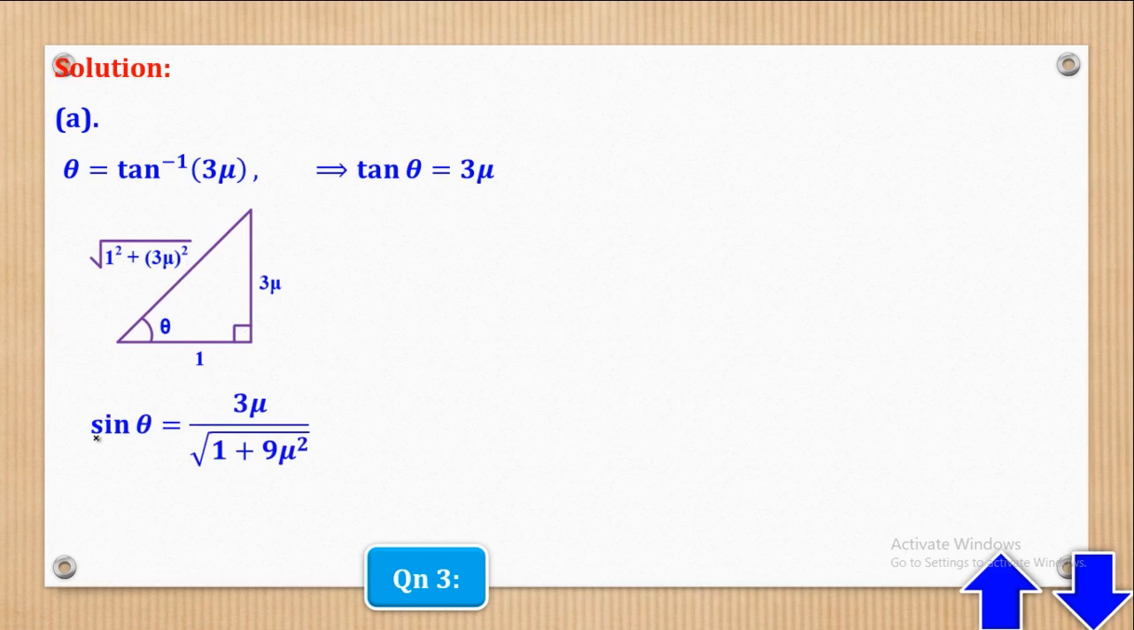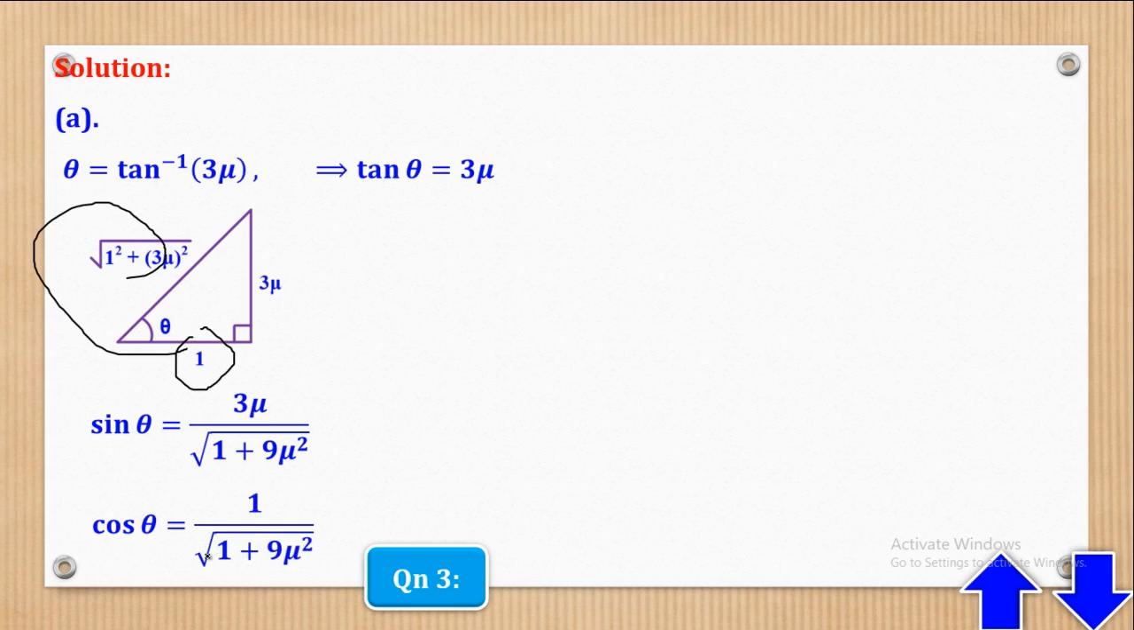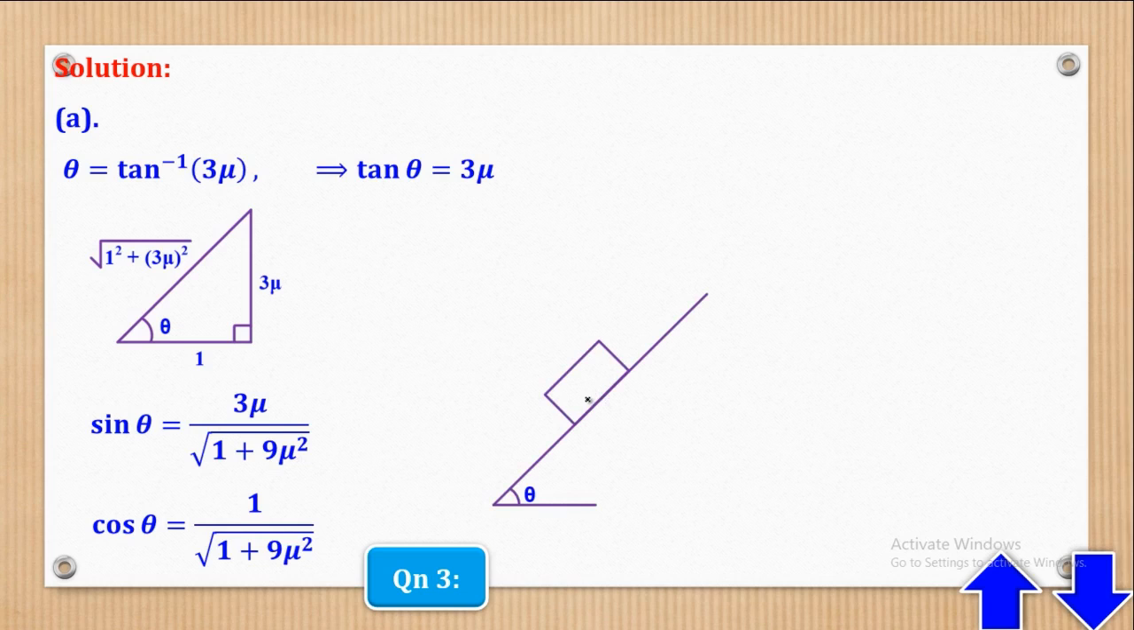From there, I'll realize that sine theta will be equal to opposite over hypotenuse, which is 3 mu over square root of 1 plus 9 mu squared. What about cos theta? Cos theta will be adjacent over hypotenuse, which is 1 over square root of 1 plus 9 mu squared. So now that I know the inclination, I can now draw my diagram. So I'll start with the weight vertically downwards, which is 2 mg, because the mass was 2m, so the weight will be 2 mg.